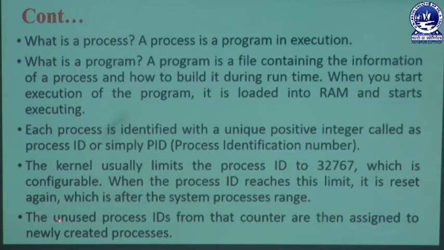Here we are using the unused process IDs from the counter, which are then assigned to newly created processes. We know that in our system we are creating more than one process, but those processes are not executed successfully. Each execution depends on system movements. Whenever the system moves from one system to another, we get this kind of consequence, which is generated in our Unix system.